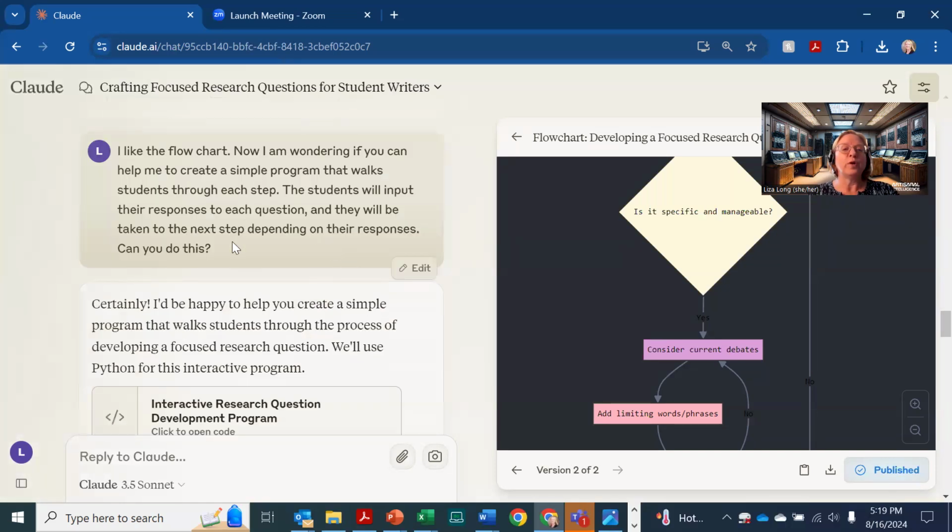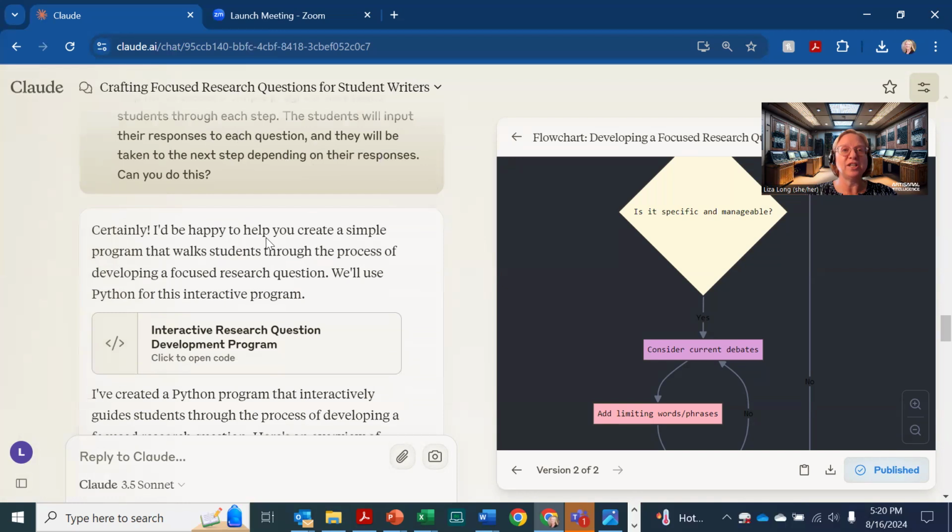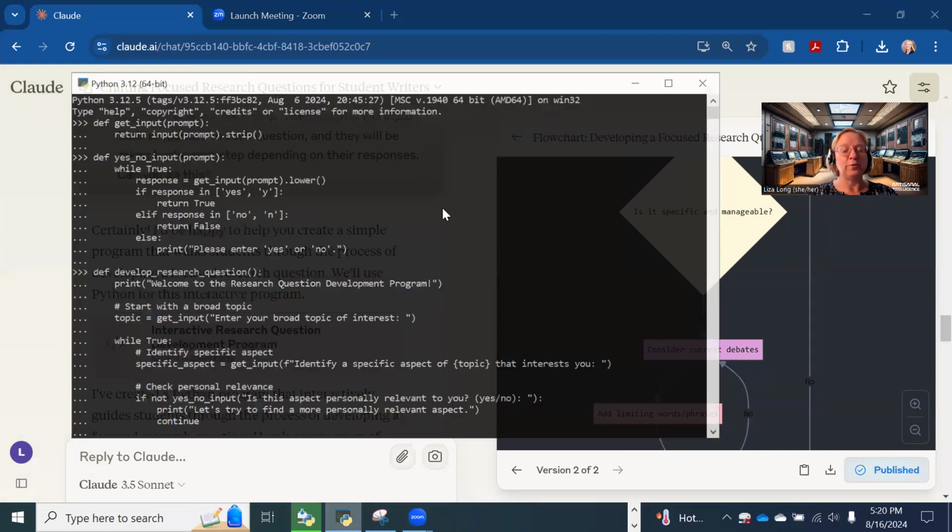But I said, could we create a simple program that could walk students through each step? So the students would put their responses into each question, and then they would keep going depending on the responses. And it said, yeah, I can do that for you. And that's where I had a little bit of fun. So I was like, oh, cool. So it wrote this code.